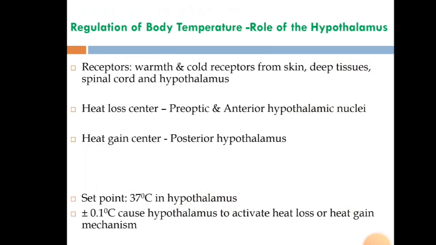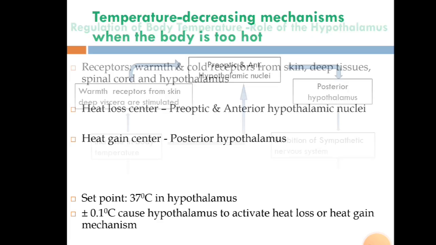Next, regulation of body temperature means there is a role of the hypothalamus. We have receptors like warm and cold receptors in the skin, deep tissue, spinal cord, and hypothalamus. The heat loss center is the preoptic or anterior hypothalamic nuclei. The heat gain center is the posterior hypothalamus. The set point is usually 37 degrees Celsius in the hypothalamus, and plus or minus 0.1 degrees Celsius causes the hypothalamus to activate the heat loss or heat gain mechanism in the body.